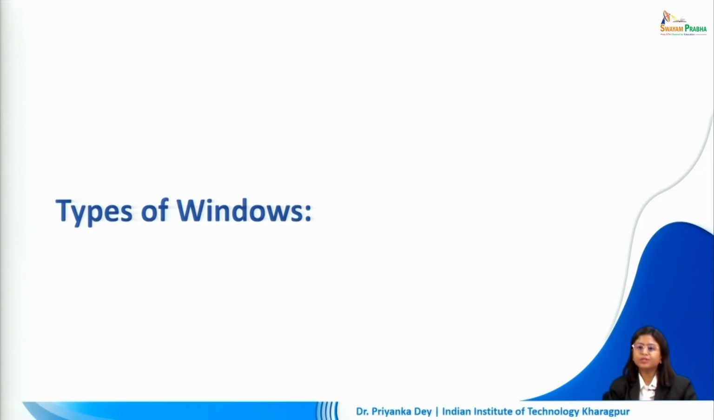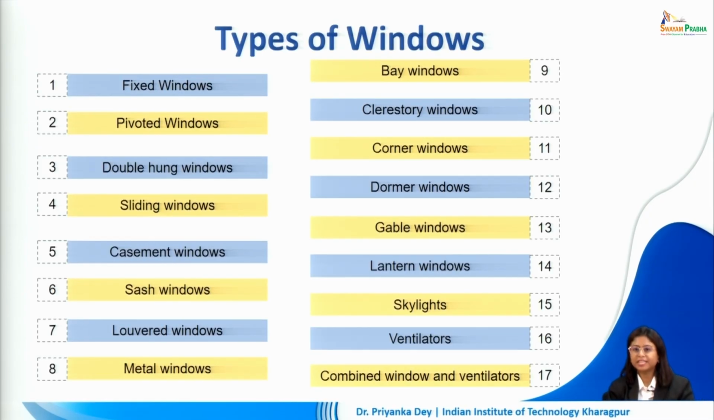Now, let's dive into types of windows. We have quite a few types, each in its unique shape and mode of operation. So, we will take a look at each of them in detail, but let's first see the list. So, the first type is called fixed windows. As the name suggests, it doesn't open. The second is called pivoted windows.